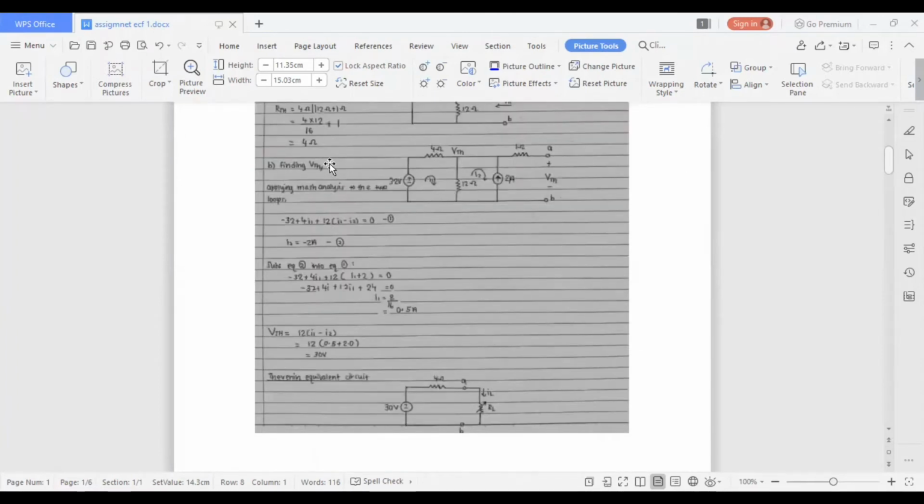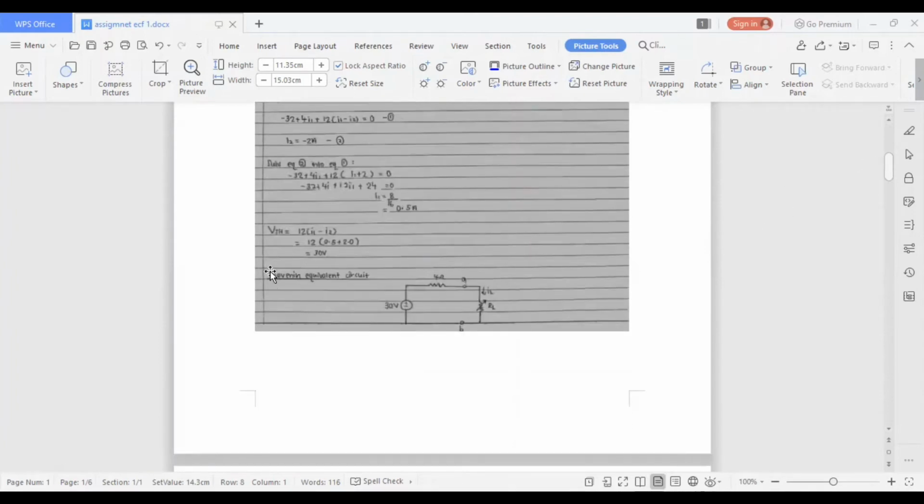Then we need to find VTH by applying mesh analysis to the two loops. These are loop 1 and loop 2. Once we find VTH, here are the calculations and the value for VTH. So this is the Thevenin equivalent circuit. Once we find VTH and RTH, we can get the Thevenin equivalent circuit. This figure shows the Thevenin equivalent circuit.